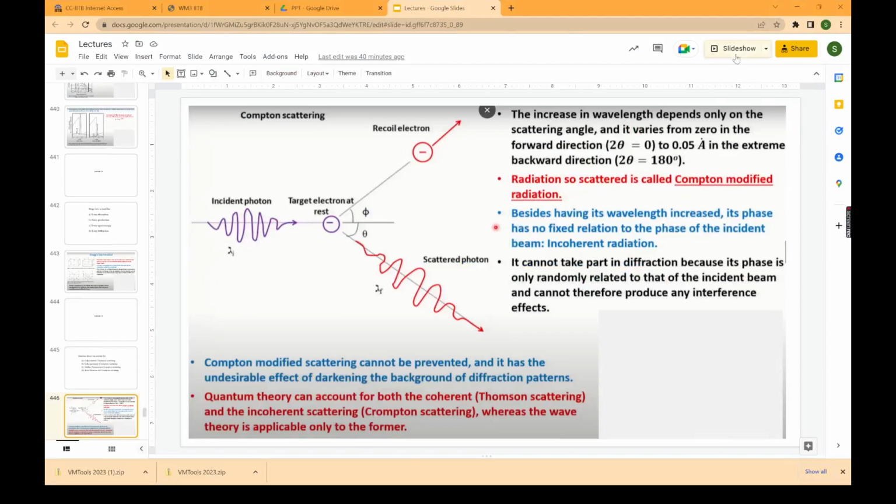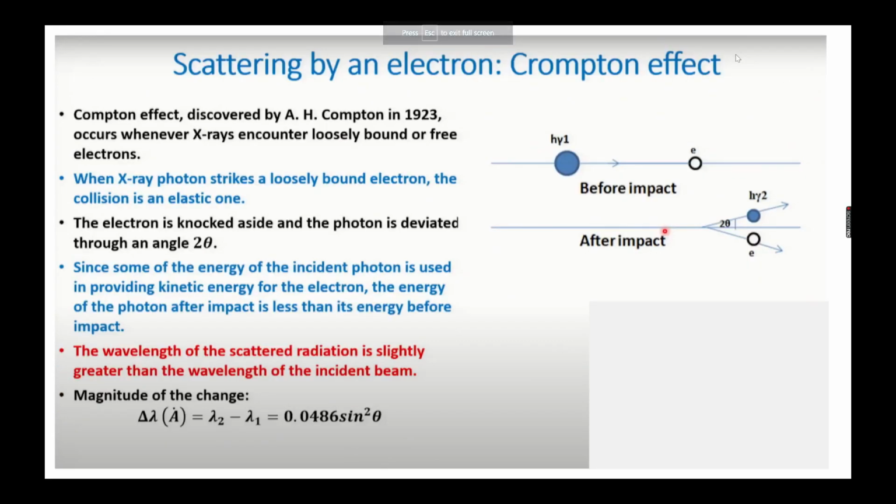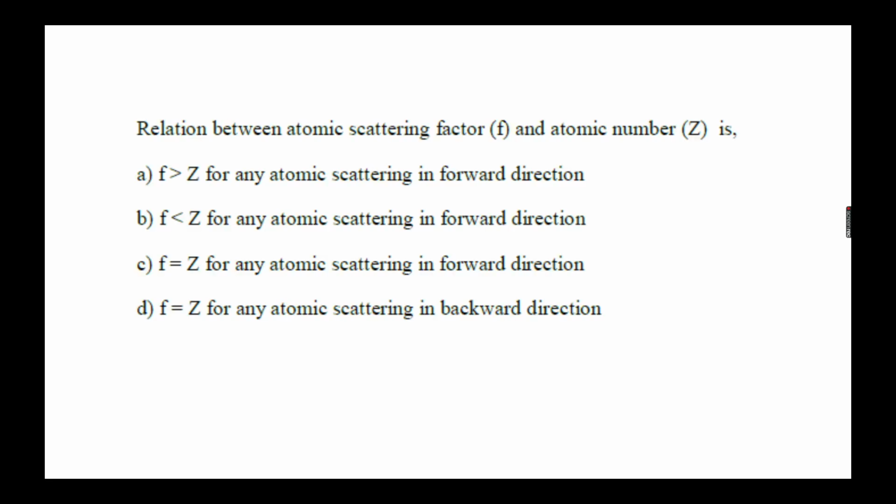So the answer was Thomson scattering for the quantum theory. We will also see what Thomson is, but somebody has explained that, and that was also correct. So okay, the answer is D.